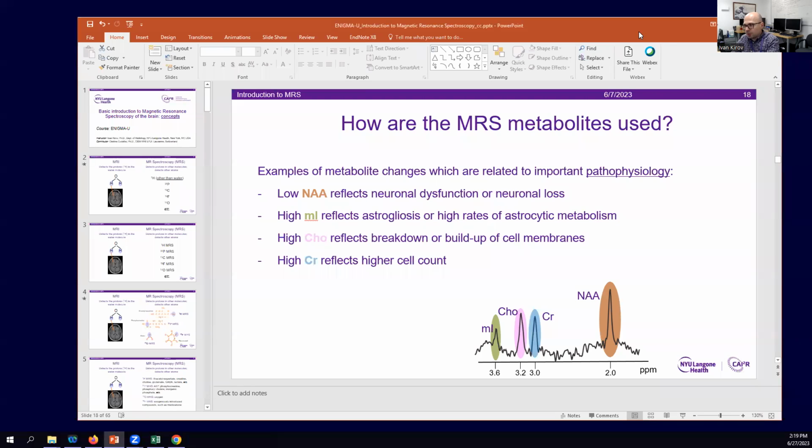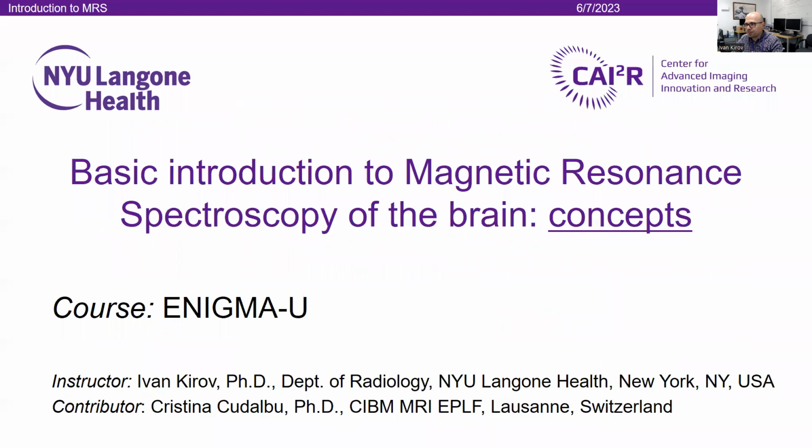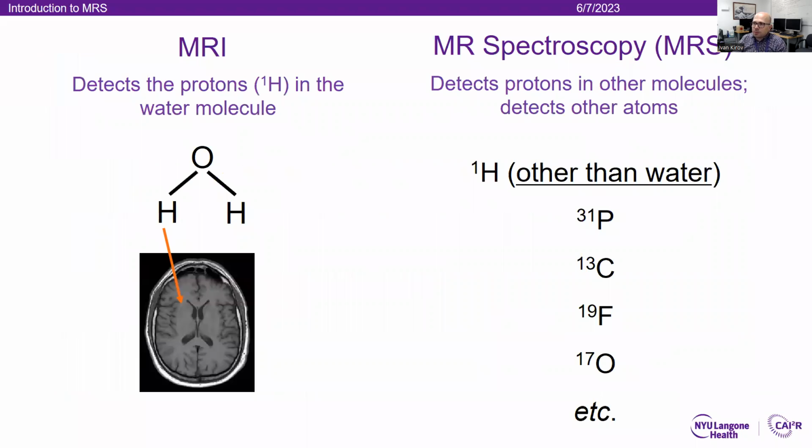Go to slide number 1, and let's start with a basic introduction to MR spectroscopy of the brain. I will cover concepts in this first lecture. And the most basic concept of all is how MRS, which is short for MR spectroscopy, is different from MRI. The MRI image that you see on the left is actually a map of the hydrogens of the water molecule. Because there is so much water in the brain, this map looks like a picture.